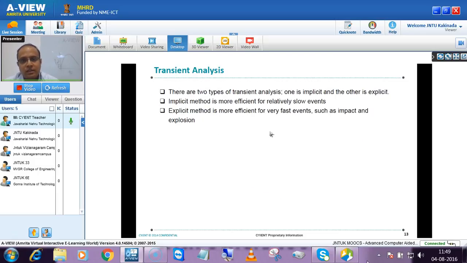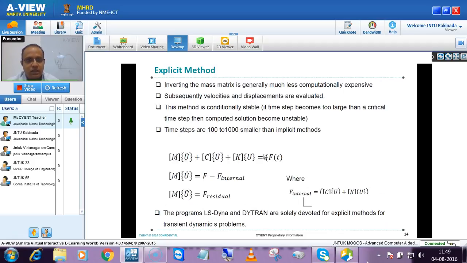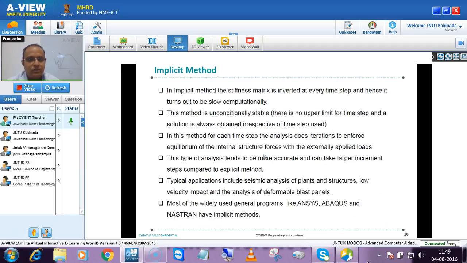Transient analysis can be solved in two ways. One is the implicit method, the other is the explicit method. The implicit method is more efficient for slow events, and the explicit method is more efficient for fast events. This is more detailed, so we are discussing the implicit method.